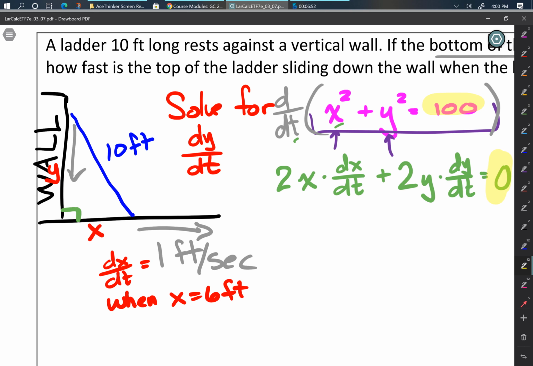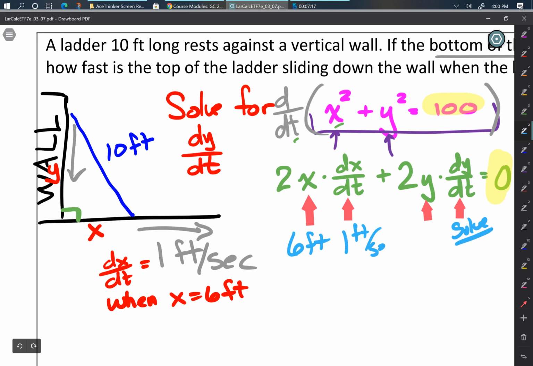Right? All right, at this point, I'm looking at an equation that contains not 1, not 2, not 3, but 4 different variables. If they want me to solve for any of them, in this case, they want me to solve for dy/dt, the other 3 must be given. So what's x? Well, I know that. x is 6 feet. What's dx/dt? I know that also. That's 1 foot per second. What's y?